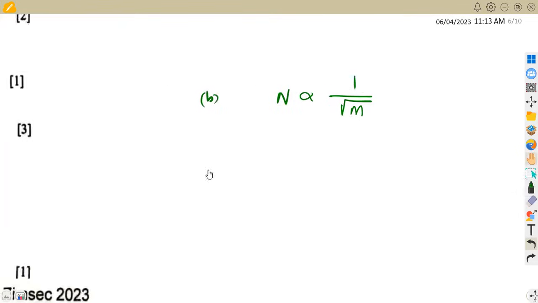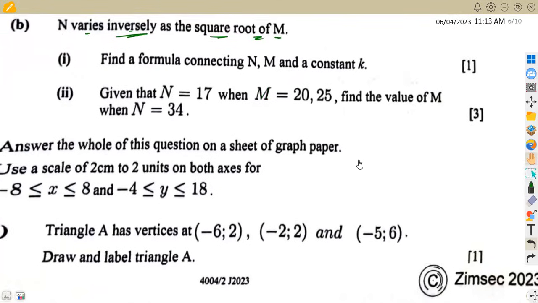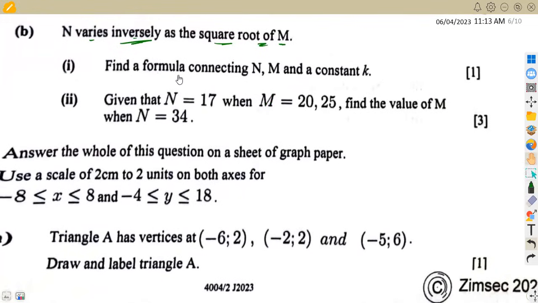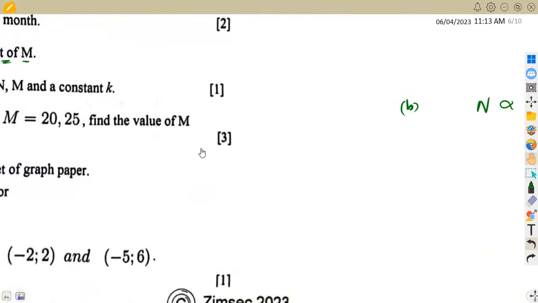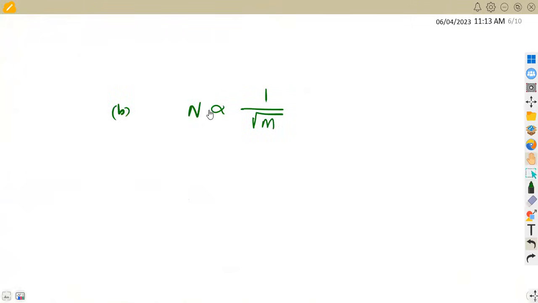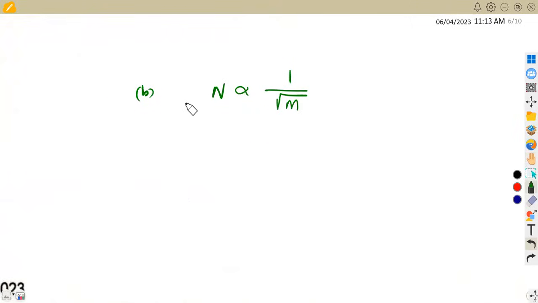So what are we given on the first part of our question? We are given to find a formula on item 1 connecting N, M, and a constant K. So here we are simply introducing a constant. Remember, to introduce a constant, we must have an equal sign. So our N is going to be equal to K over the square root of M. We just introduce the constant and the equal sign at the same time. So that was our item 1.